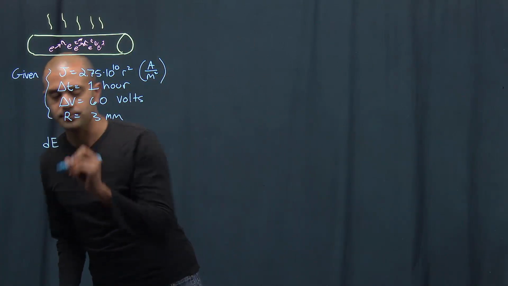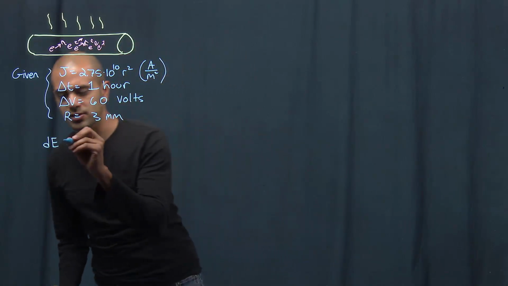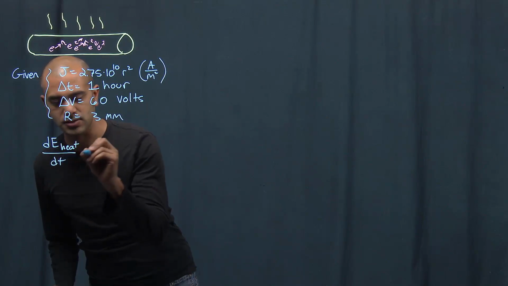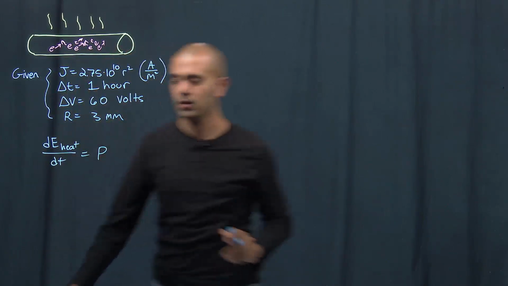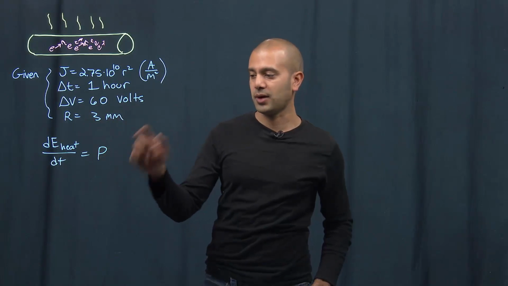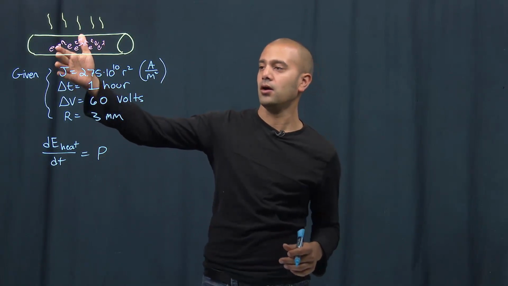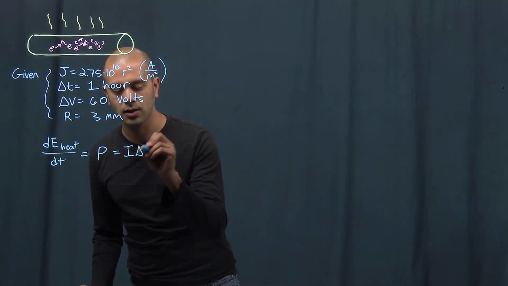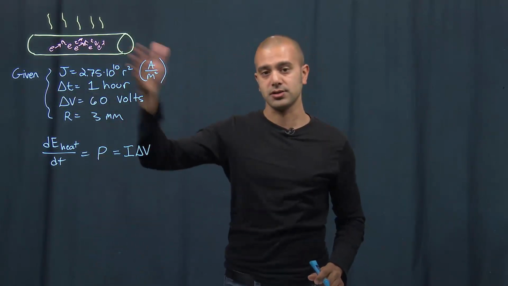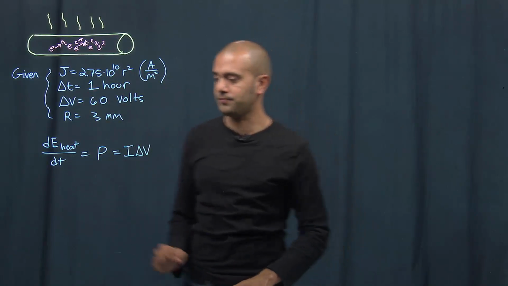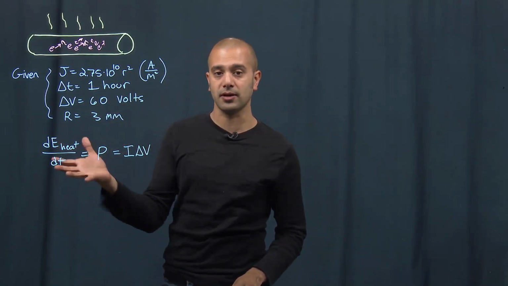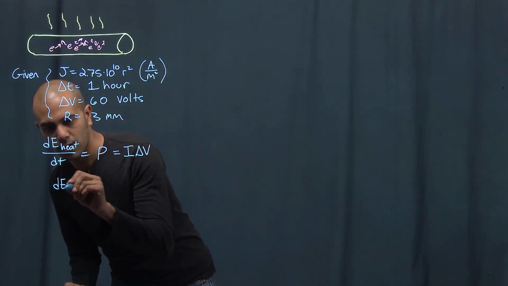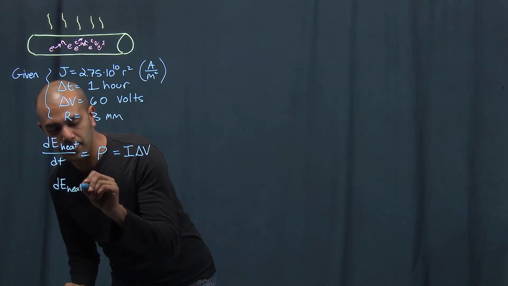The change in energy per time, which I'll say energy of heat per time, is defined as the power. And for current carrying wires, the power that's dissipated over the wire is equal to the current traveling through the wire times the potential difference across the ends of the wire. So if you want to find the total energy loss in a certain amount of time, you can put the dt on the other side of the equation, and we can integrate both sides.